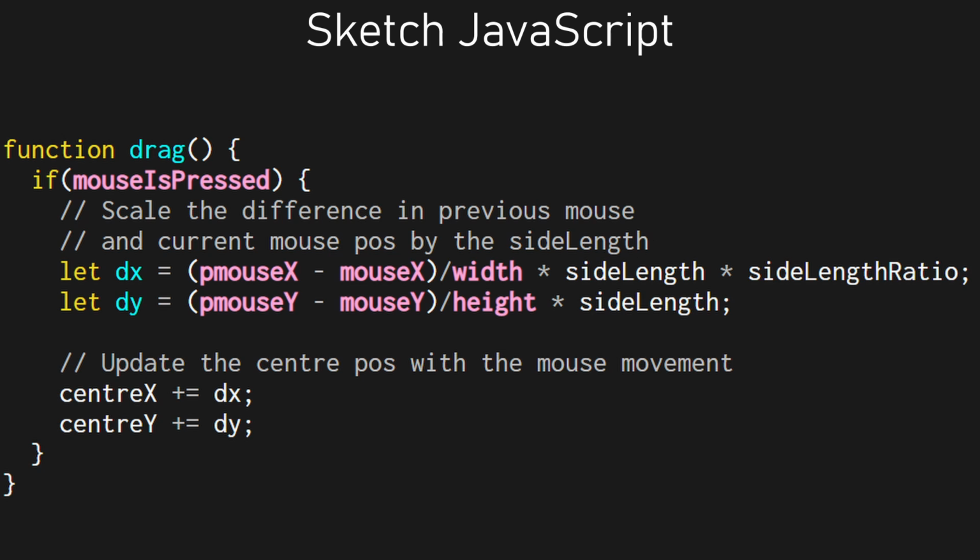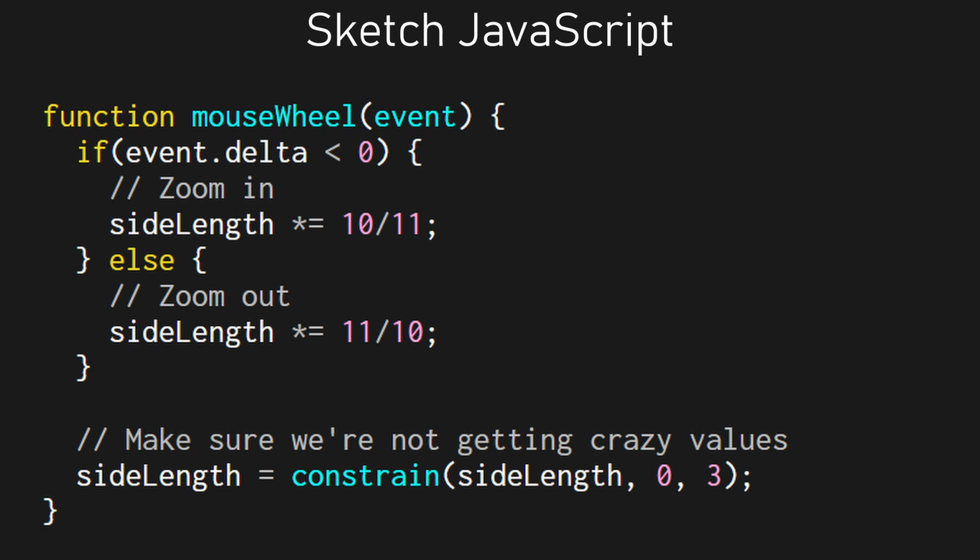And for the width, we also have to multiply by the side length ratio. And then we can add these values into the center X and Y variables. And this will keep the point that we click on directly under the mouse the whole time we drag. The zoom is incredibly simple.